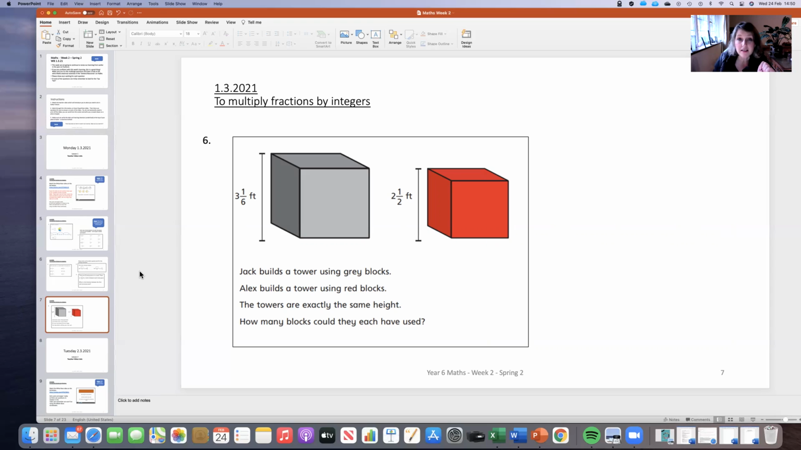Because remember, in maths, it's often possible to do a calculation or solve a problem in multiple different ways, but what we want to do is always find the most efficient, or as I used to say in my class, the most elegant way of doing it. Right, enjoy multiplying fractions by integers.